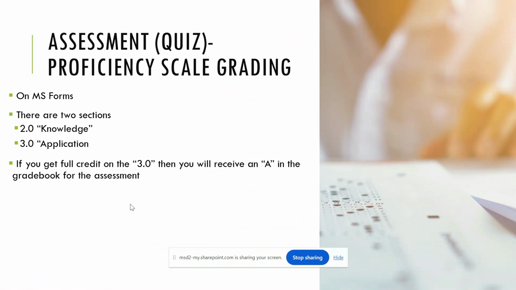If you get full credit on the 3.0 question, it's only one question, it's a scenario that you have to analyze, then you're going to receive an A in the grade book. It's a 95% because that's what a 3.0 is. I'll have an opportunity if you want to get up to a 4.0 and get your 100%. That can come at the end of the unit.